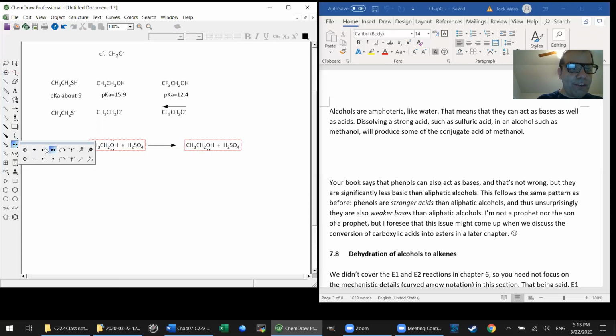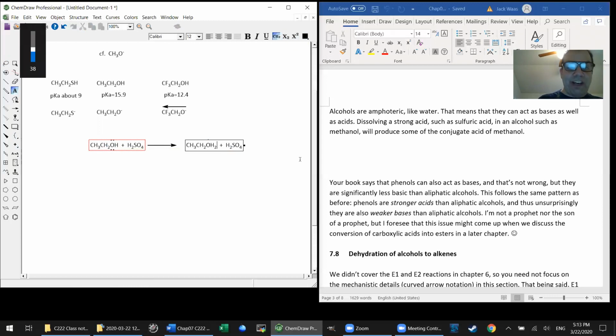As a result, what you would wind up getting is the conjugate acid of ethanol, meaning the species that has one more proton than ethanol, and that proton will be on the oxygen. That proton is given up by the sulfuric acid, and so you'll get the conjugate base of sulfuric acid, which is the bisulfate ion, HSO4-.